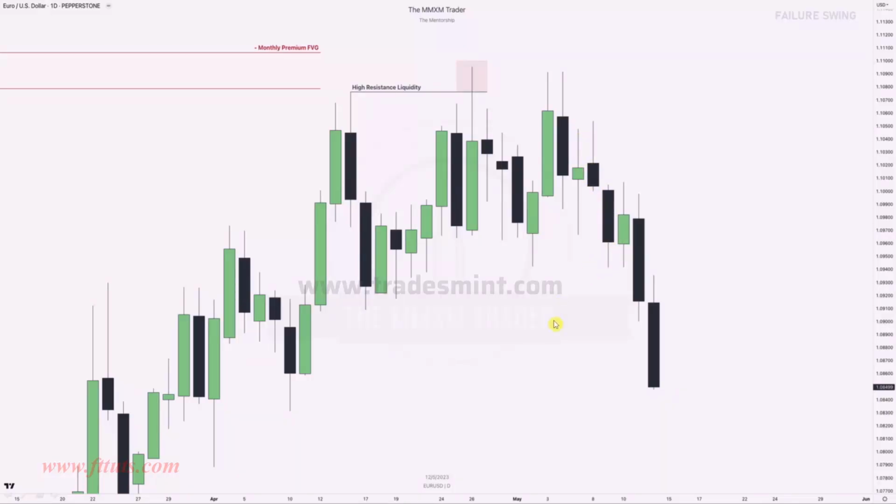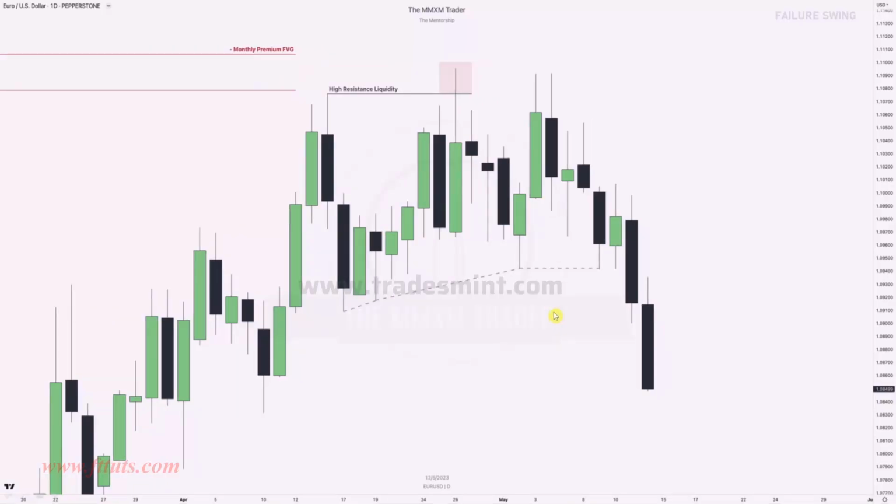Now we want to target that low resistance liquidity, right? So where is that forming? Over here we've got all these lows which are forming, which is a failure swing. Again over here, failing to take out these lows, and over here we've got some relative equal lows. So that's a very good draw on liquidity, and we call that low resistance liquidity.